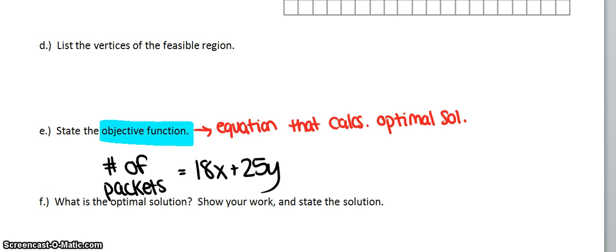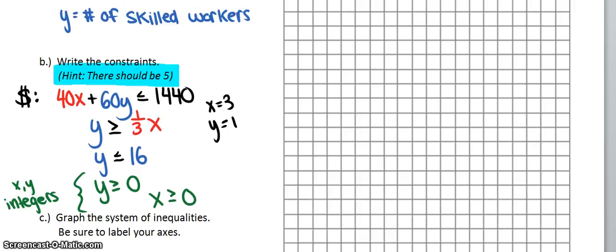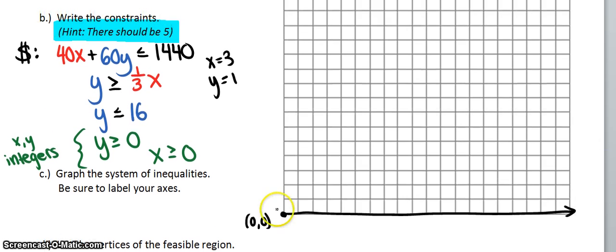Okay, now to actually get the optimal solution, I need to figure out what x and y are and how many workers I'm going to have in order to determine how many packets I can produce. And that's where graphing and systems solving comes in handy. So what I'm going to have you do is graph these, and I'm going to pause the video and come back with the answer. But we can call this point 0, 0, because one of our constraints is that x and y have to be greater than or equal to 0. So it can only be in the first quadrant of our coordinate plane.